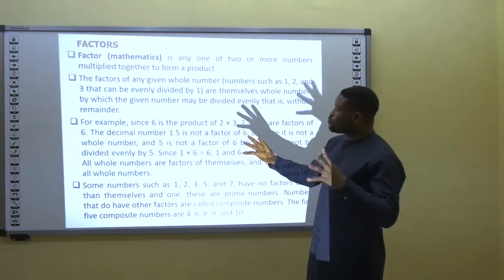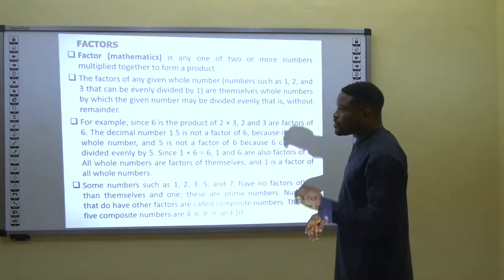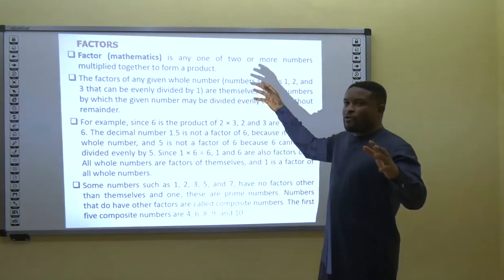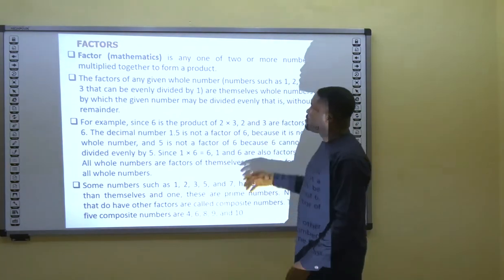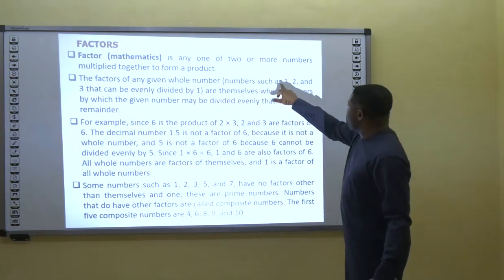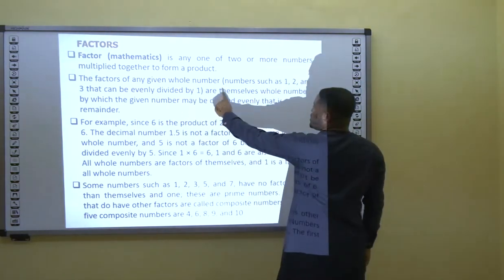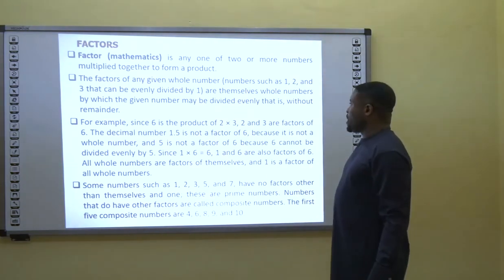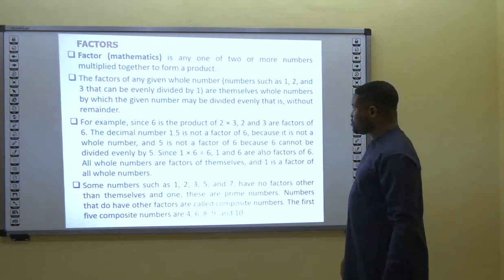So if we have two numbers that are multiplied together, you can say they are factors. So you can say 2 and 4 are factors of 8, because when you multiply 2 and 4, you will have 8. So the factors of any given whole number, numbers such as 1, 2 and 3, can be evenly divided by 1. Because when you divide them by 1, they still remain themselves, they do not change.